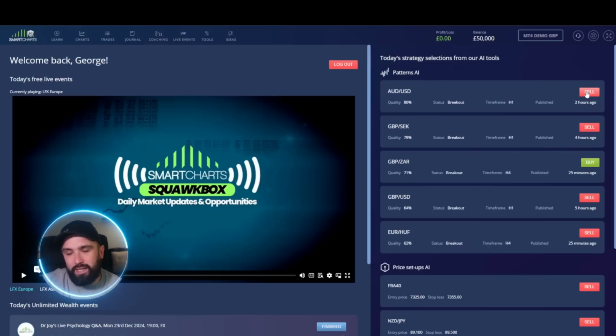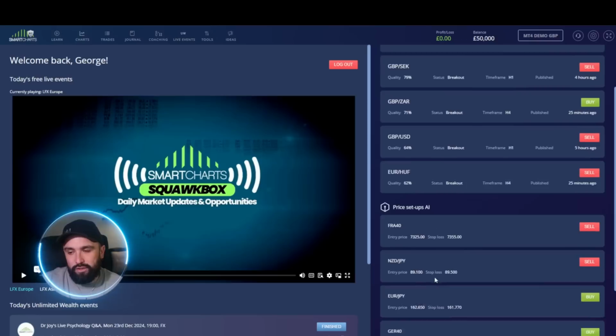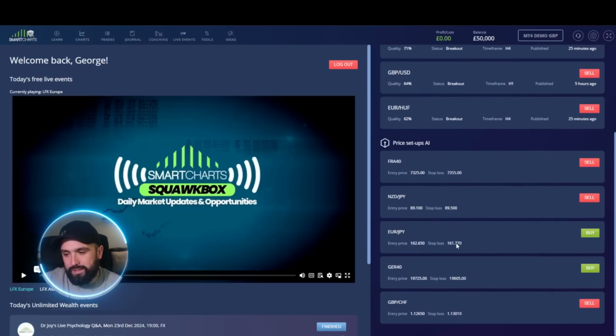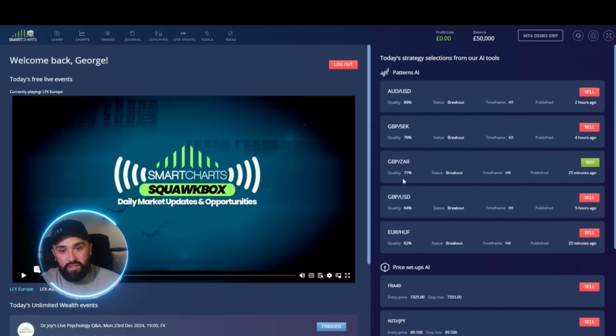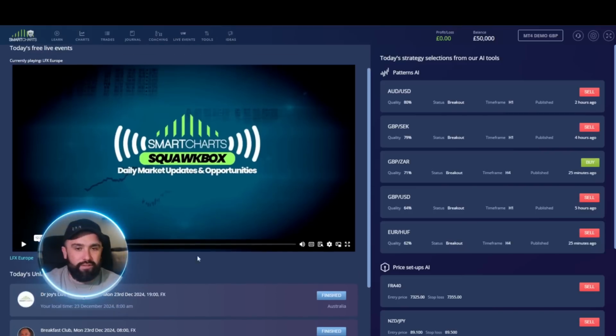All we have to do is simply click on that button and it will put that sell or buy on for you. Now looking down below, they've also got price setups by AI as well. So you can see there's multiple different pairs across different sections and different industries. So these obviously have the entry price and the stop loss, and they're giving you basically a trade idea. This is just on your homepage. Now, if we look on the left, we can see today's unlimited wealth events. So these are the events that you can join, that you can click, that you can watch, and you can go through everything for there.